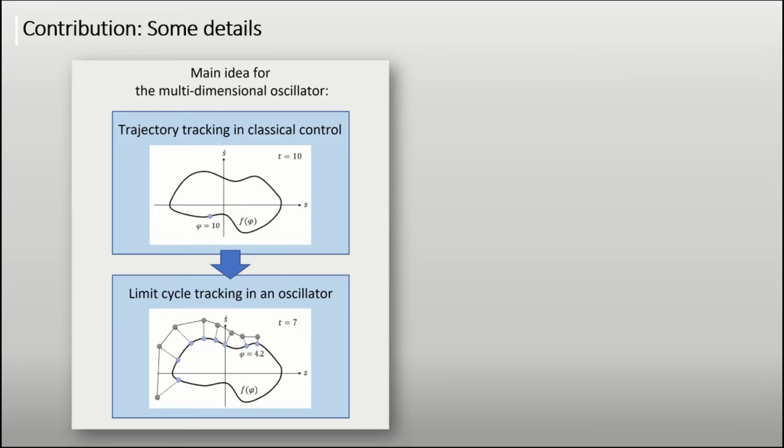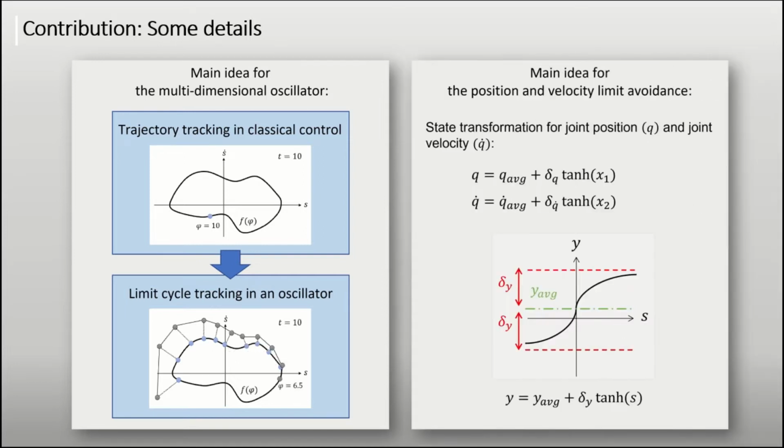the corresponding system states. For the position and velocity limit avoidance, we use the classical idea of state transformation, and we move from the bounded joint position and velocity space to the free space of new states. Thanks to the hyperbolic tangent function, if the new states are stable, the position and velocity states are bounded.